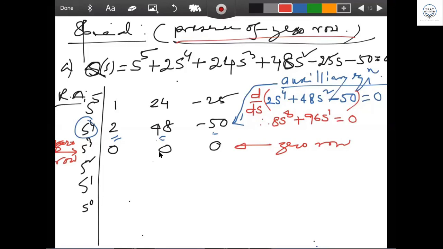So this is what you got: 8 and 96 as coefficients. 8 is the coefficient of s cube, and 96 is the coefficient of s to the power 1. These two values, 8 and 96, will be taken into the 0 row. After getting 8 and 96 here, replace them, and now can you do the calculation again and see what answer comes? Now do it. This is the way to go. Faster.